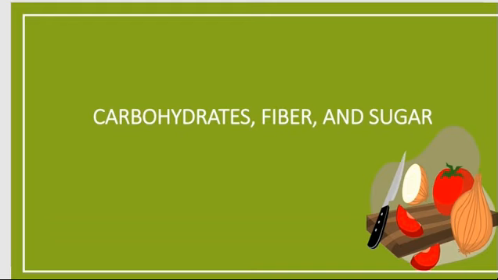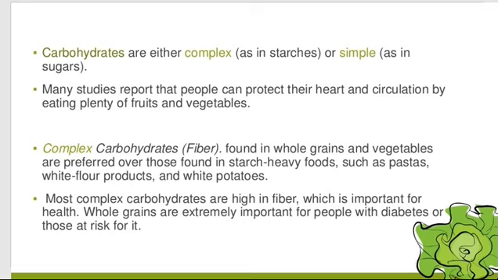Carbohydrates, fiber, and sugar. Carbohydrates are either complex as in starches or simple as in sugars. Many studies report that people can protect their heart and circulation by eating plenty of fruits and vegetables. Complex carbohydrates, fiber found in the whole grains and vegetables are preferred over those found in starch-heavy foods such as pastas, white flour products, and white potatoes. Most complex carbohydrates are high in fiber, which is important for health.